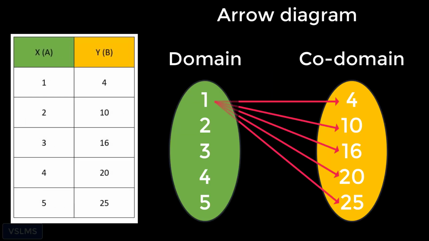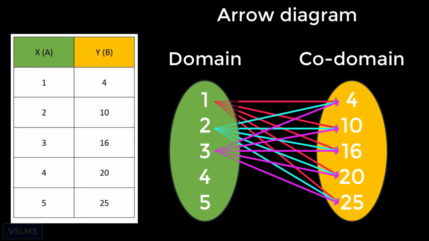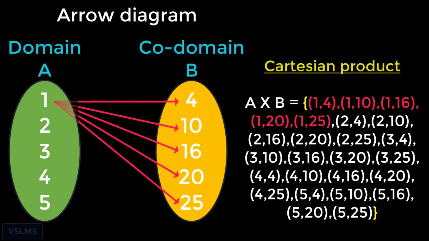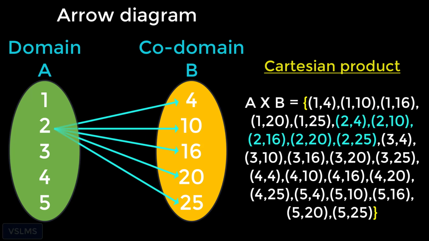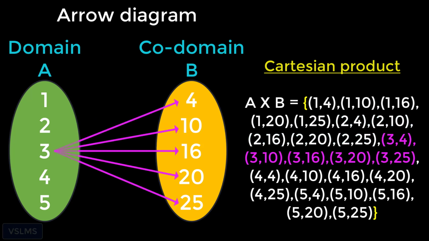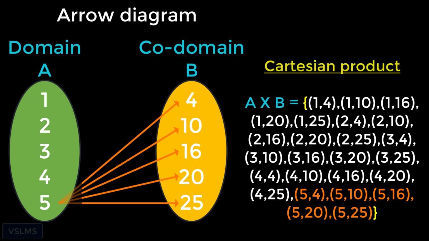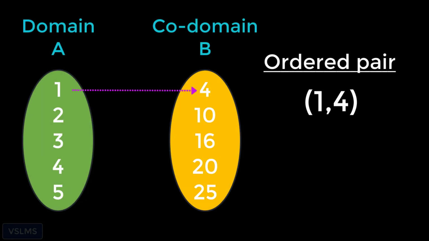All the possible ordered pairs can be represented using an arrow diagram as shown. All possible combinations of input and output elements expressed in the form of ordered pairs as shown is called the Cartesian product, A cross B. The ordered pair must be written only in the form of input element, comma, output element. The vice versa is wrong.